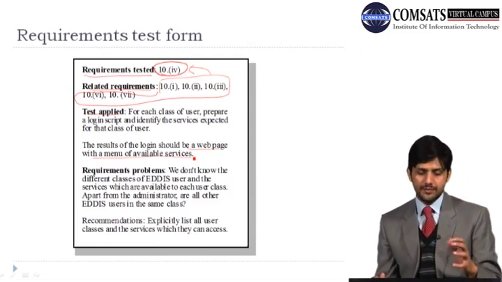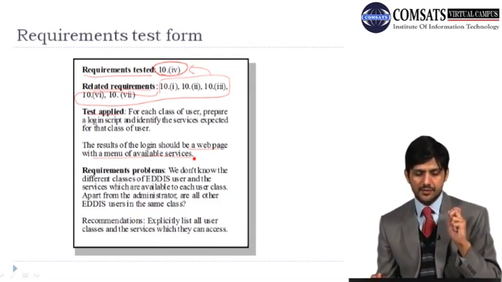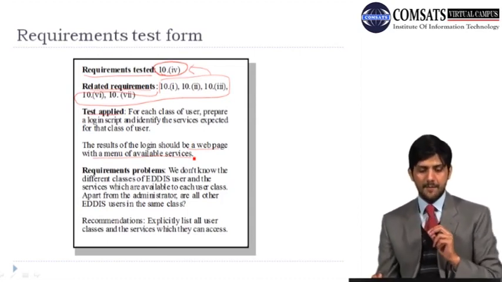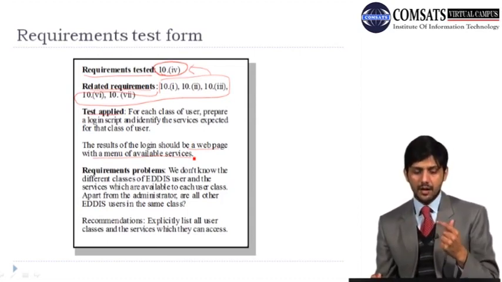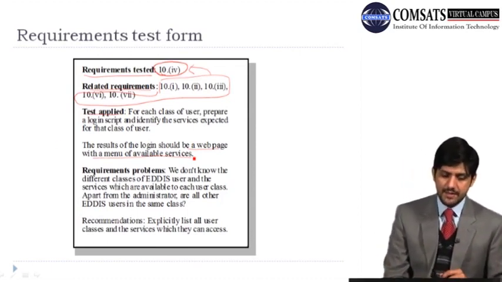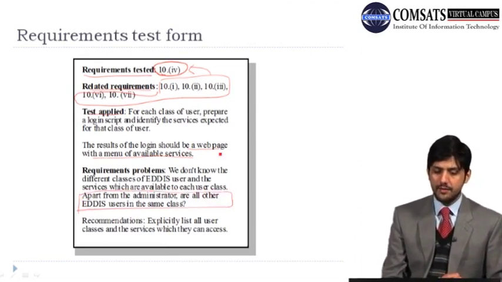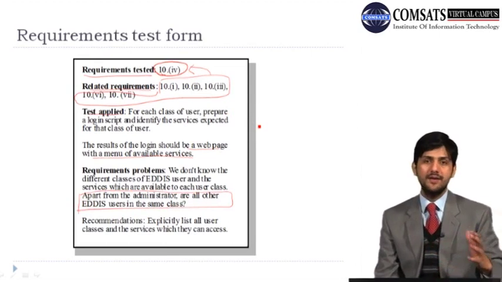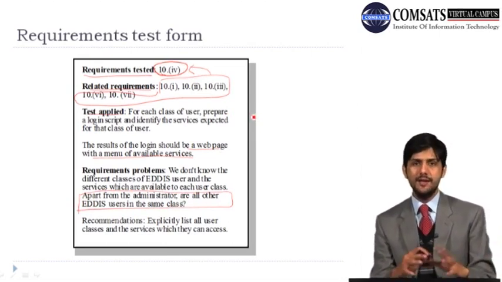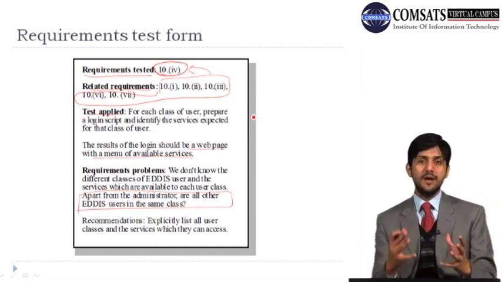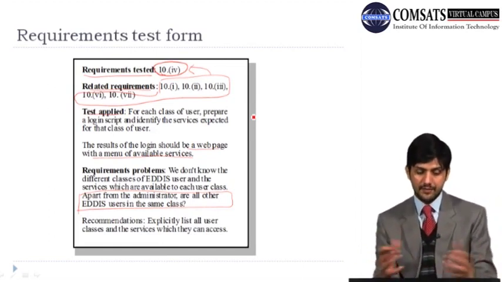So what is the problem? Let's say, how do we write the problem? We don't know the different classes of EDIS user and the services which are available to each user class, apart from the administrator, or whether all other EDIS users are in the same class. So this is the problem, that we don't know what the different types of user to this system are. We only know that there is just an administrator. So are we considering all other users to have the same sort of rights? So we have listed that this is a problem.